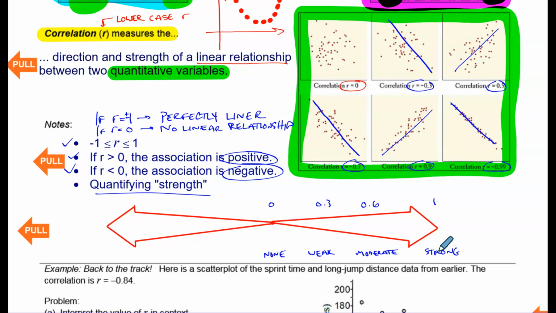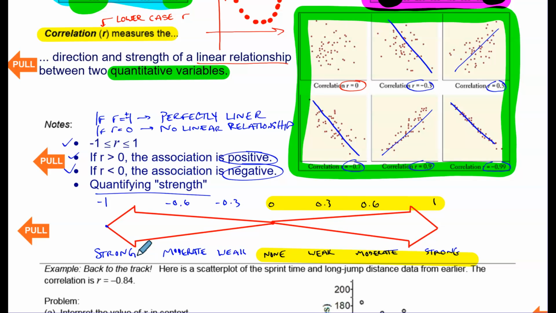You have to choose a descriptive term based on what the correlation is. So we're going to use terms like no linear relationship, weak, moderate, or strong, depending on where that R value falls. And we have to do the same thing for the left-hand side of the number line as well. So if we have a correlation of negative 0.3, that's pretty weak. Negative 0.6, we're starting to get into that moderate range. And then perfectly linear out here at negative 1, that would be strong.